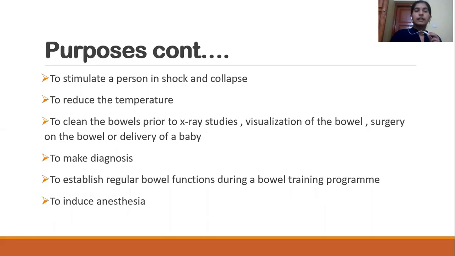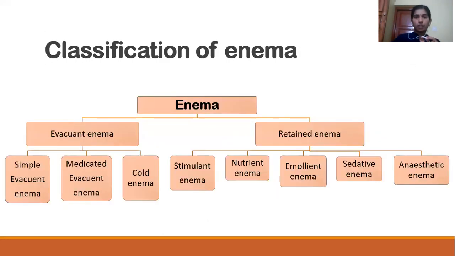Next, we can go to the classification of enema. Enema is broadly classified into evacuant enema and retained enema. Evacuant means for a cleaning purpose; we can evacuate or clean the bowel contents out. Next is retained enema. It will be retained for some time to absorb that material into our body, for a management purpose or as a diagnostic purpose.